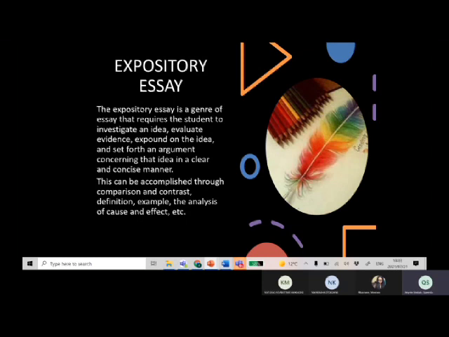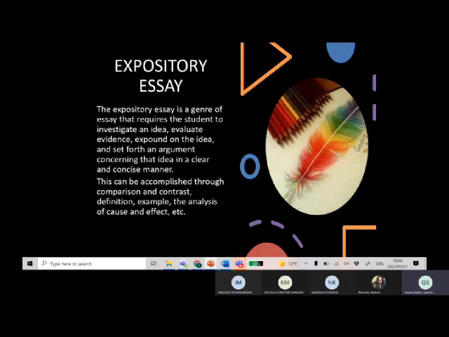It is a genre of essay that requires the student to investigate an idea, evaluate evidence, expound the idea, and set forth an argument concerning that idea in a clear and concise manner, right?